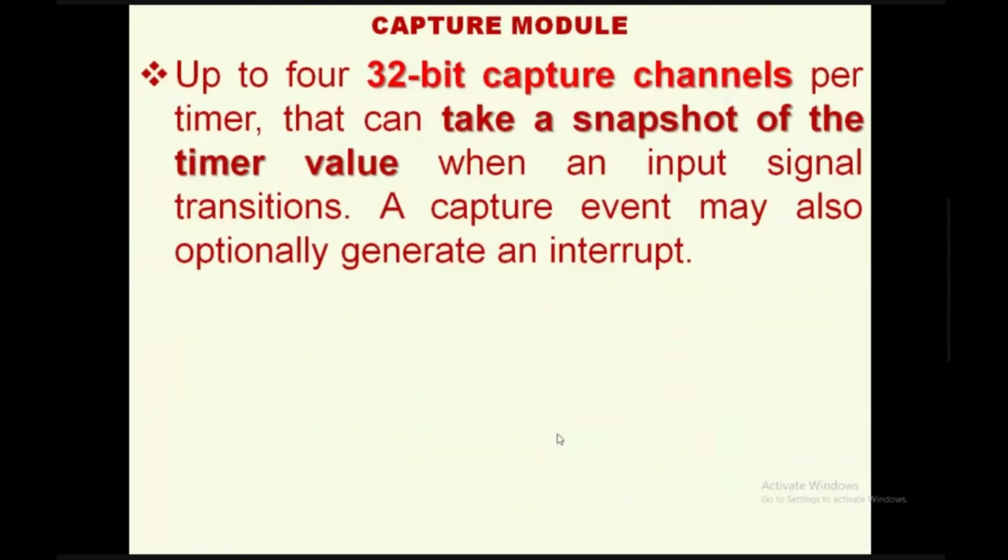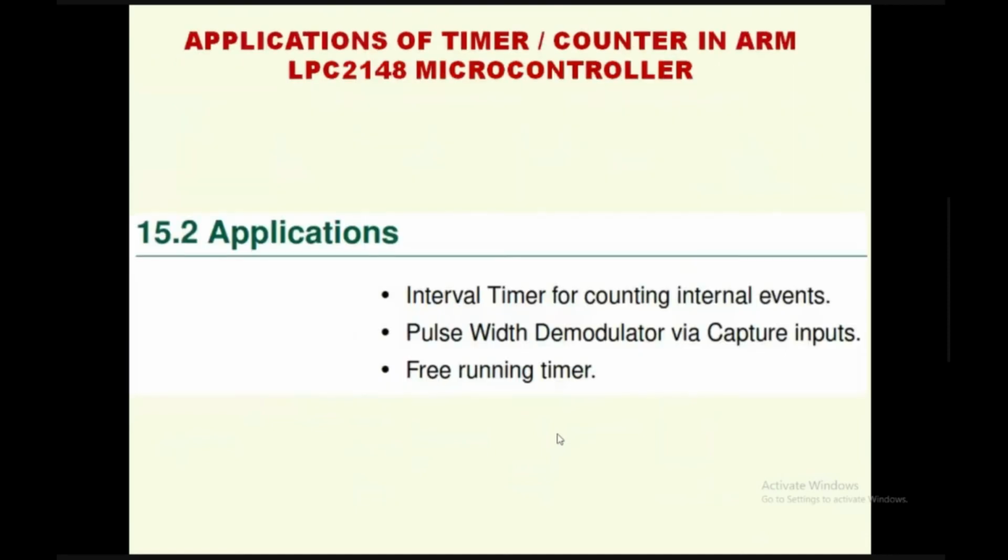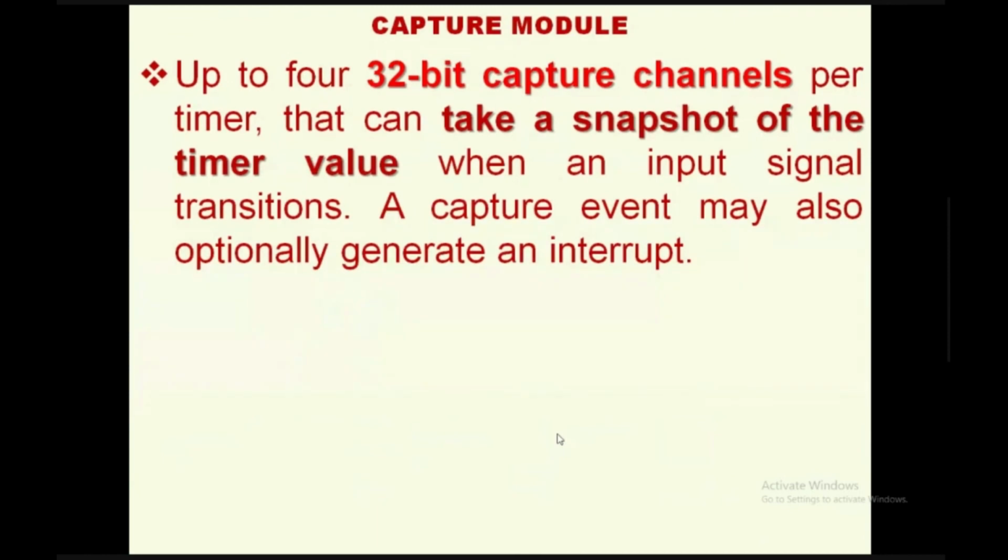Okay. With respect to the LPC2148, there are 4 32-bit capture channels per timer, and there are 2 timers. So timer 0 has 4 32-bit capture channels, which can take a snapshot of the timer value when an input signal transitions. That is what we have discussed. A capture event may also optionally generate an interrupt, so we are able to generate the interrupt also. So now you can understand.